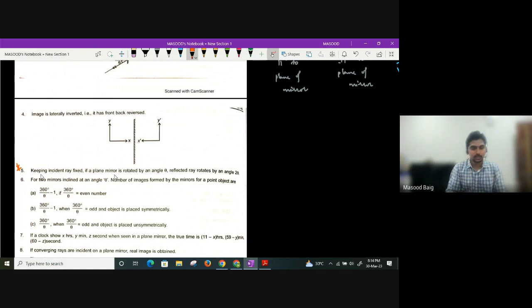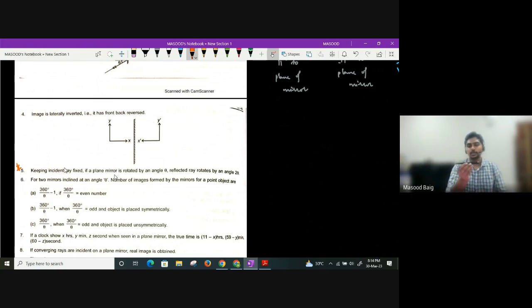So as you can see, keeping the incident ray fixed, if you rotate the plane mirror by an angle theta, the reflected ray will get rotated by how much angle? 2 theta. Incident ray, reflected ray, these terms I believe you are aware of.